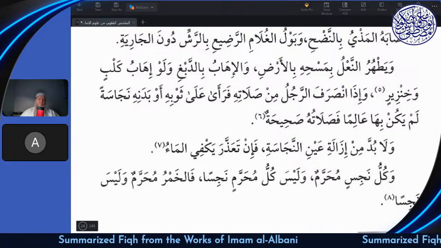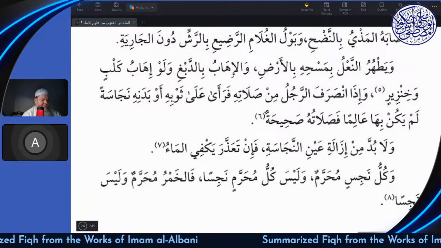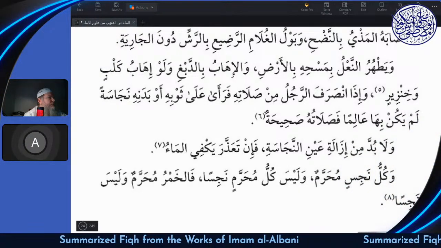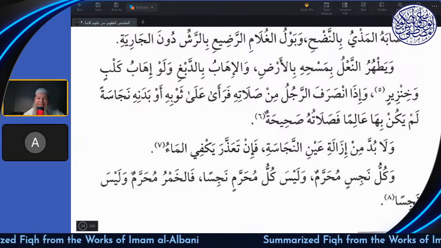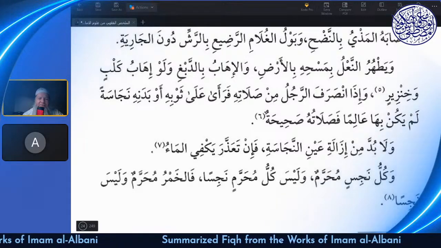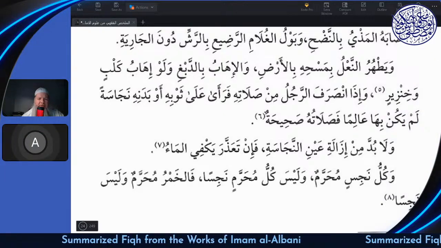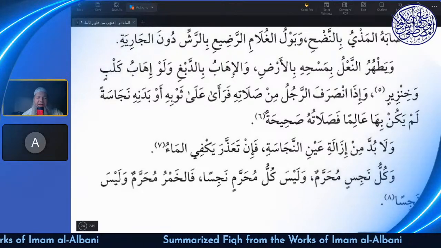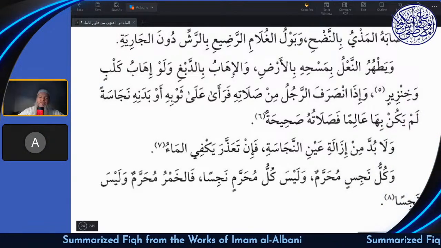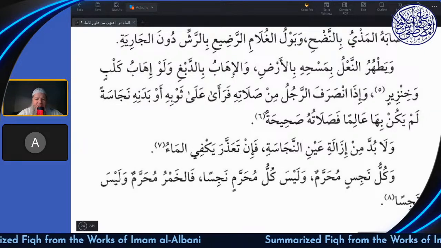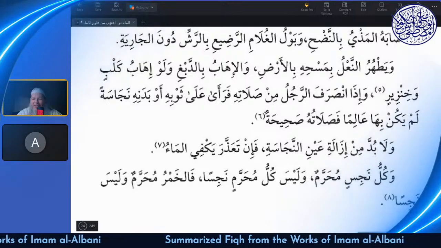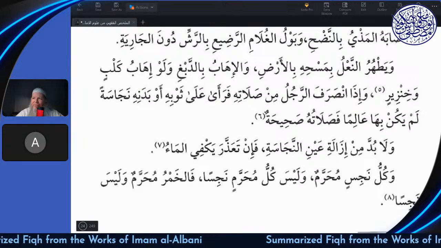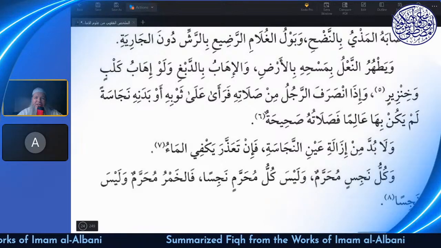ولا بد من إزالة أين النجاسة. And it's a must to remove. Is that the foundation or the essence of najasa, أين النجاسة? Yeah, the essence, the najasa itself, yes. فإن تعذر يكفي الماء. So if it's impossible, what is sufficient? الماء. So for example, if a person is changing his baby's diaper, and he gets some feces on his thobe, you want to remove the feces itself, right? However, maybe there's still a stain.